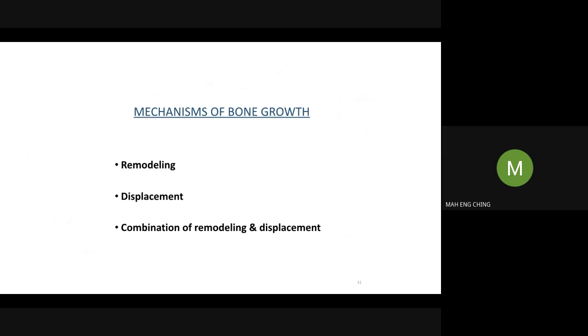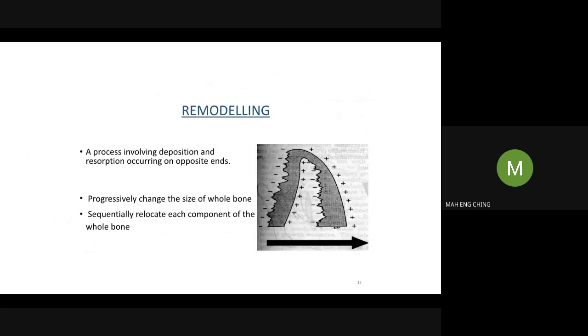How does the bone grow bigger, larger or longer? It usually happens by remodeling, displacement, or a combination of both. Remodeling is a process involving deposition and resorption occurring at opposite ends. Look at the pictures on the right. The negative sign represents resorption and the positive sign represents deposition. They must be balanced, one plus and one minus. Then the bone can move forward and become bigger.